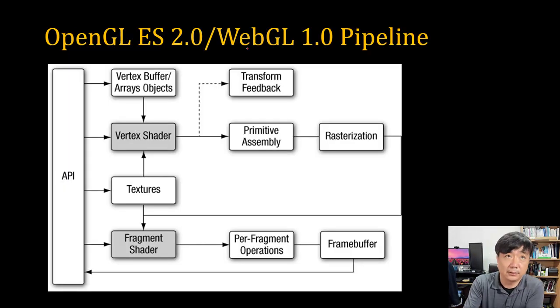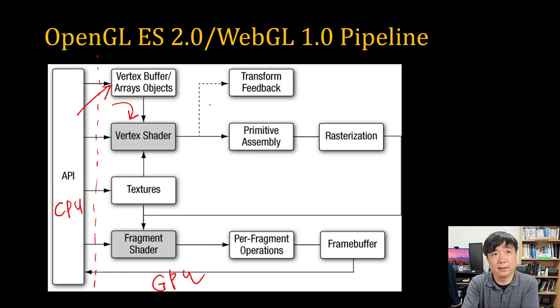Last class we learned how to send the vertex data into the vertex buffer object in the GPU. The left part is the CPU side and the right side is the GPU side. The vertex buffer is memory located in the GPU, and then we need to send it into the vertex shader.